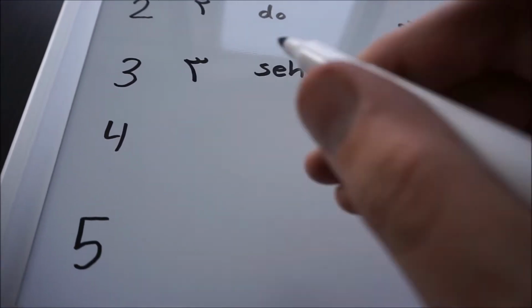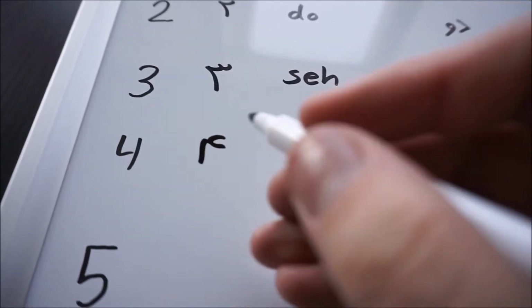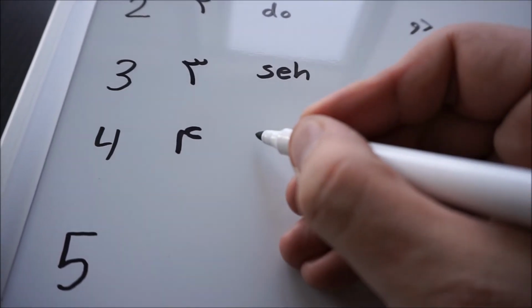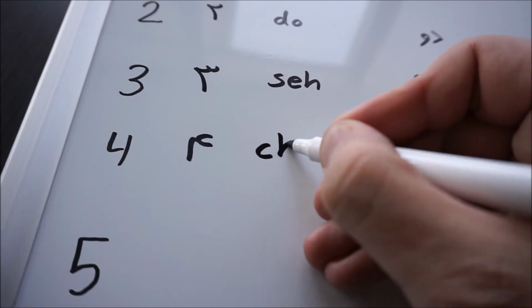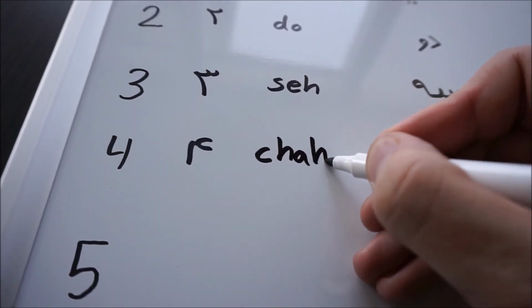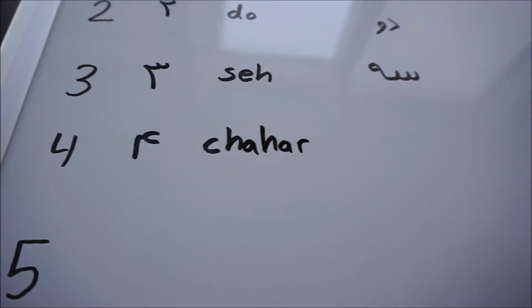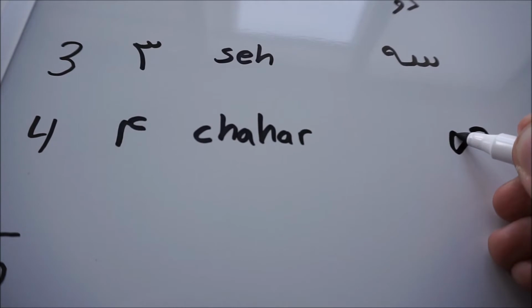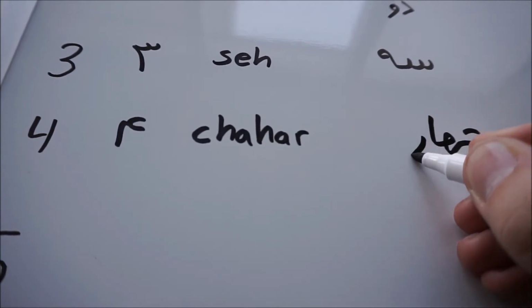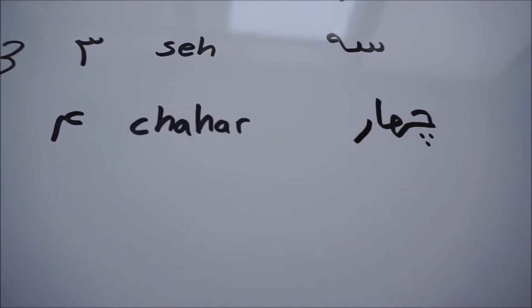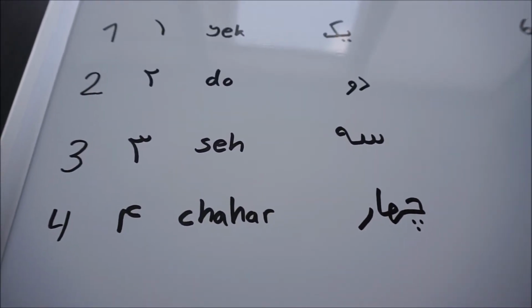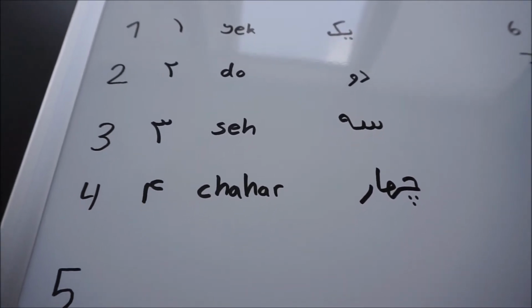Number 4, now it actually changes a bit here because we make a new symbol. So we basically make a half circle and then add a line to it. That is number 4. And number 4 is called chahar. Chahar. And chahar is written like this. So yek, do, se, and chahar.